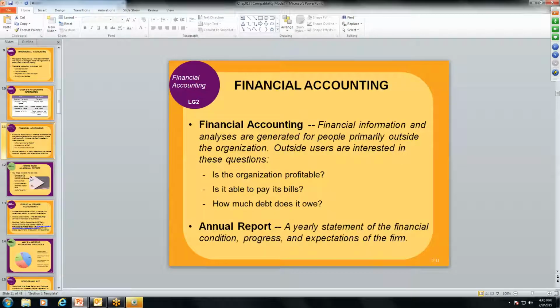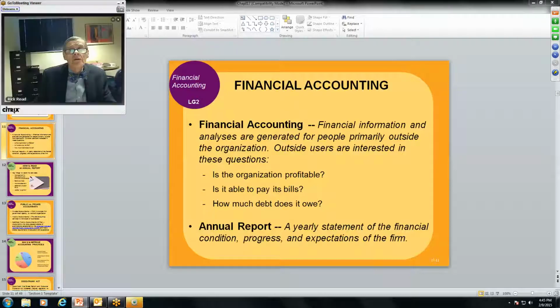Now, here again is another slide to financial accounting. These are things that we tell those folks outside of the company, and because they are interested, and many of them have a vested interest, they want to know whether or not the company is making any money. And they want to know if it's able to pay what it owes. And finally, and this is very important, they want to know how much a company owes.